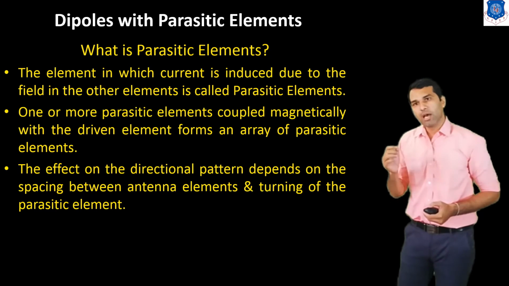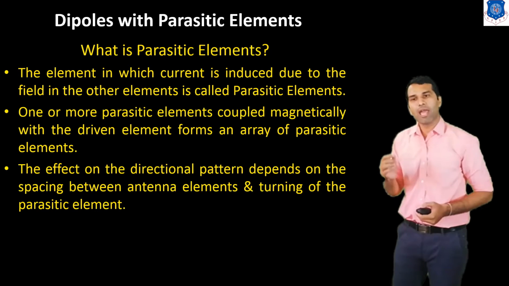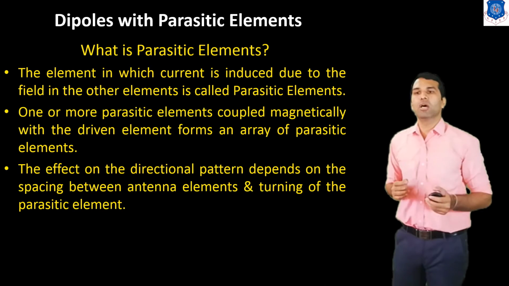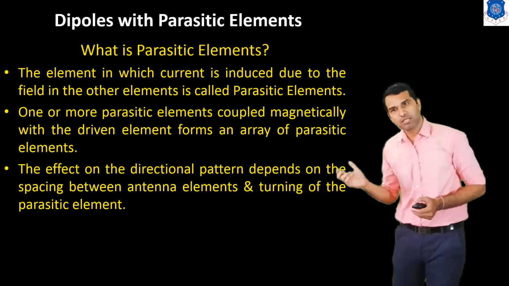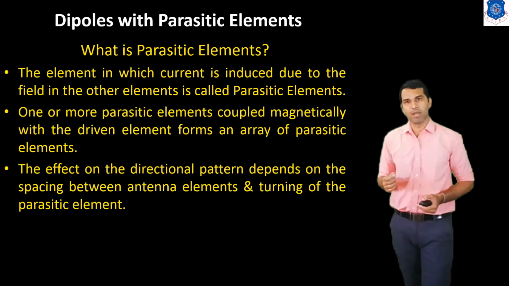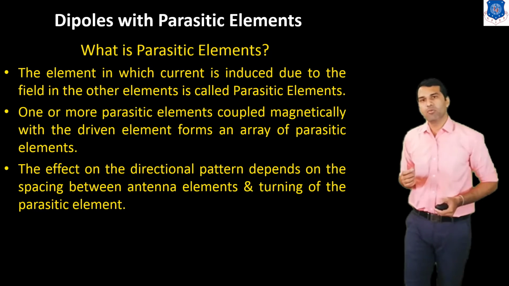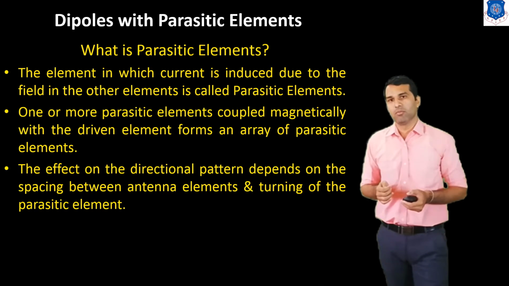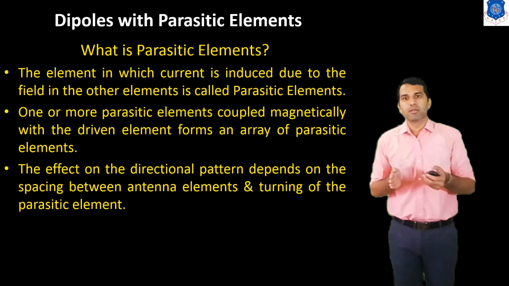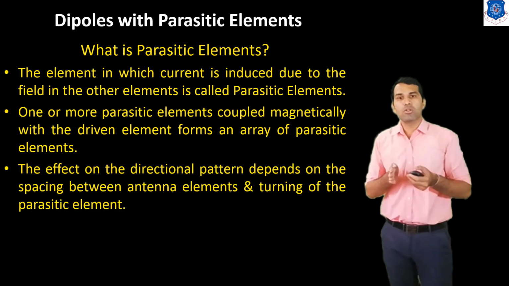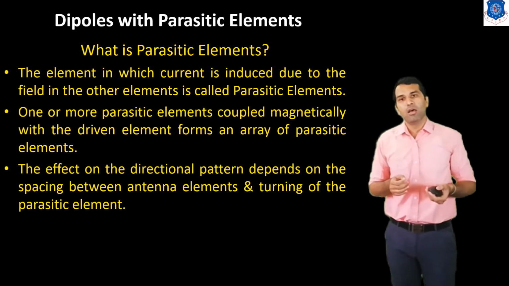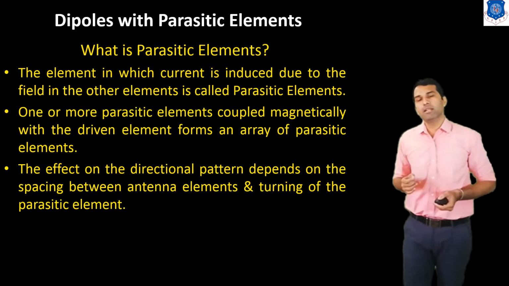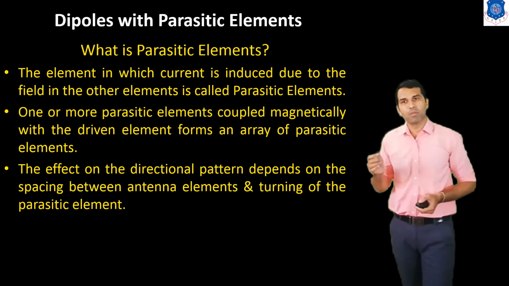So the parasitic element is the element in which the current is induced due to the field in the other elements. We have seen in the Yagi-Uda antenna, we give the current in the driver element, but due to that current, a current is also induced in the parasitic element, that means in the director. So the Yagi-Uda antenna is the best example of a parasitic element.